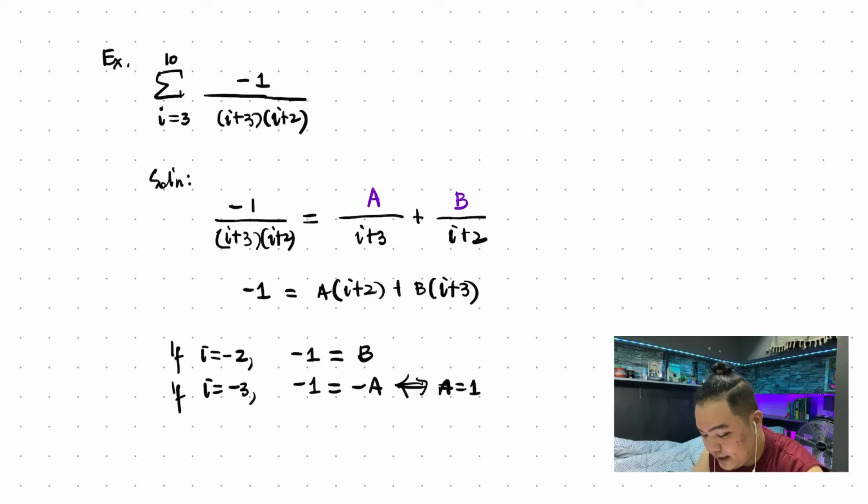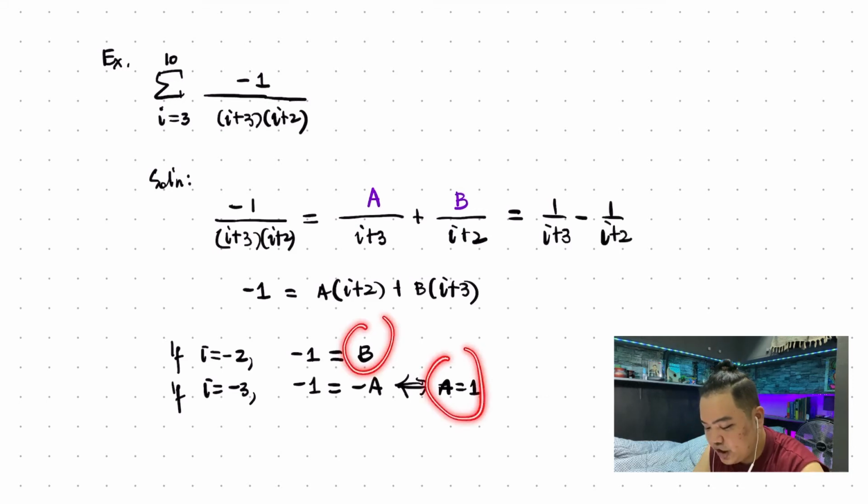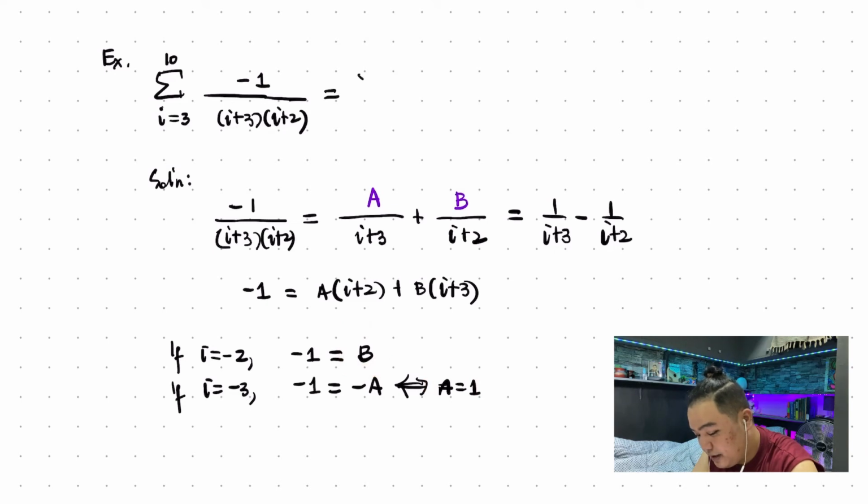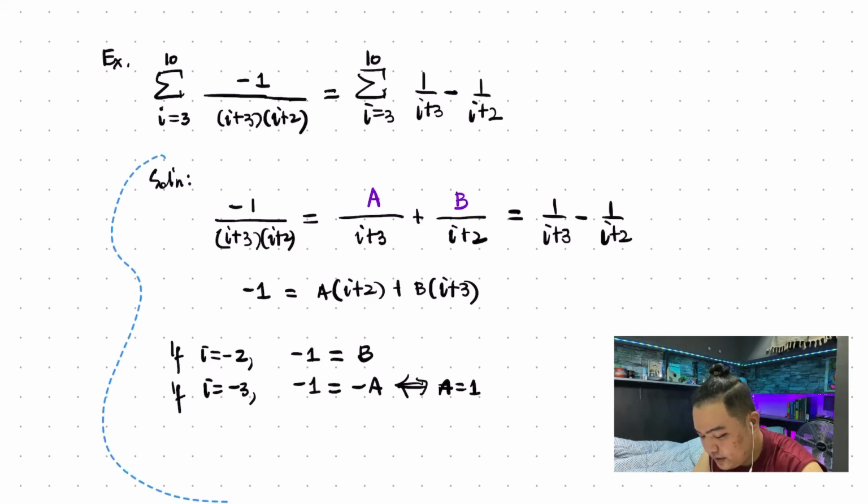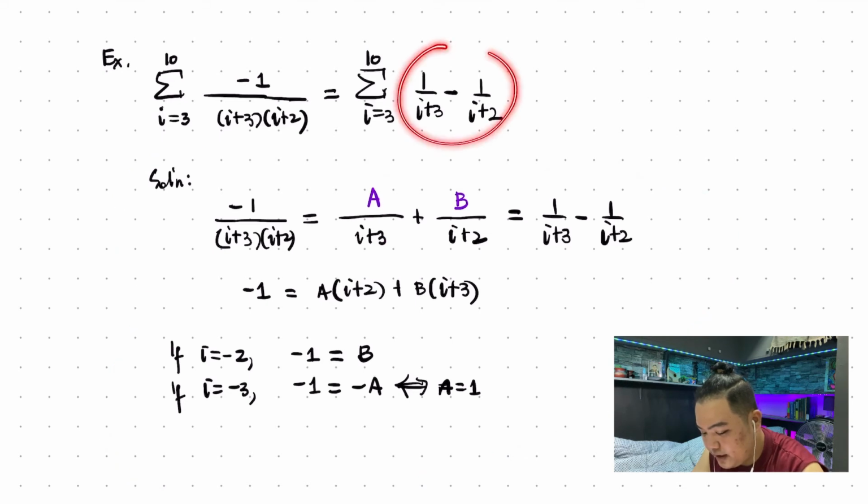So, ibabalik lang natin dito yon. So, itong expression na to is the same as 1 over I plus 3 minus 1 over I plus 2. Pinalitan lang natin yung B at saka A. So, itong summation na to can be written as ganito: 1 over I plus 3 minus 1 over I plus 2. Okay? So, itong summation na to, telescoping ba yan? The answer is yes. Kailangan lang maging tama yung pagpili mo ng f of I.